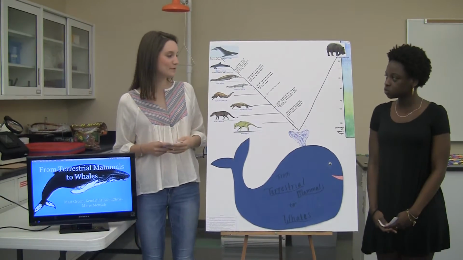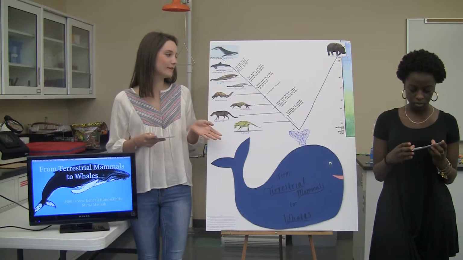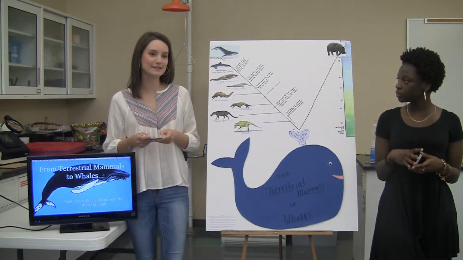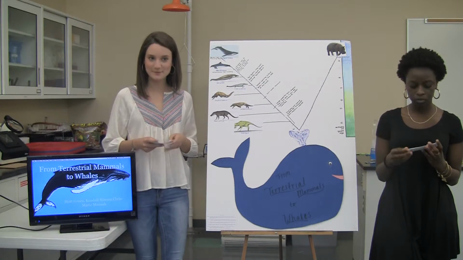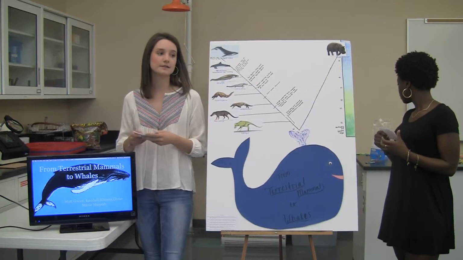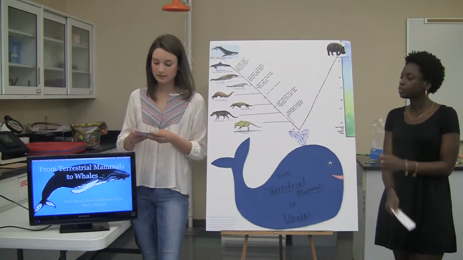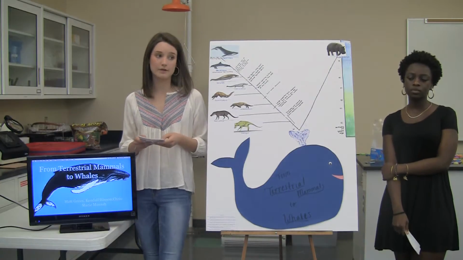of terrestrial mammals to whales. And first I want to say what a cetacean is: an aquatic mammal. So we're going to use that word a lot. And it was known during Darwin's time that cetaceans did come from land mammals. They had land ancestors, but the fossils weren't found yet.